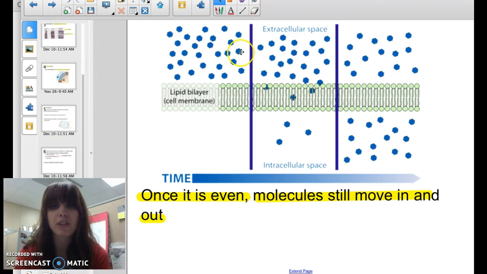So let's take a look at this picture here. We've got, let's say, oxygen up here, and it's going to simply diffuse into the cell until it becomes even on both outside and inside of the cell. Once it's even, the molecules do still move in and out of the cell because molecules are constantly moving and colliding with each other, but they're just doing it at equal rates. And so up here is always going to be as equal as down here.